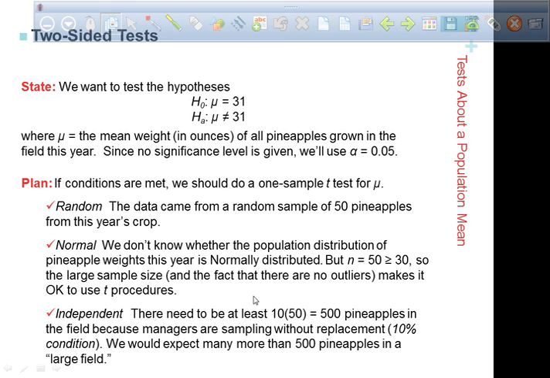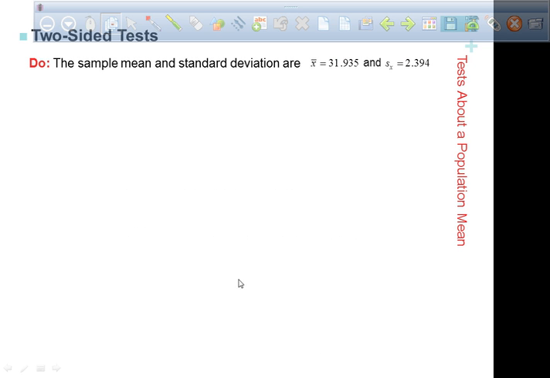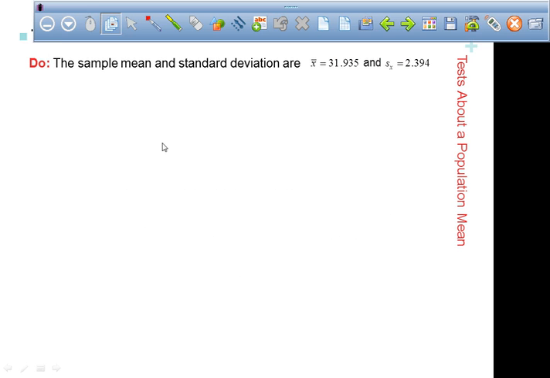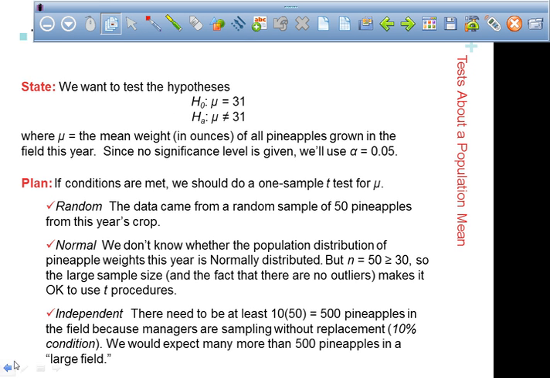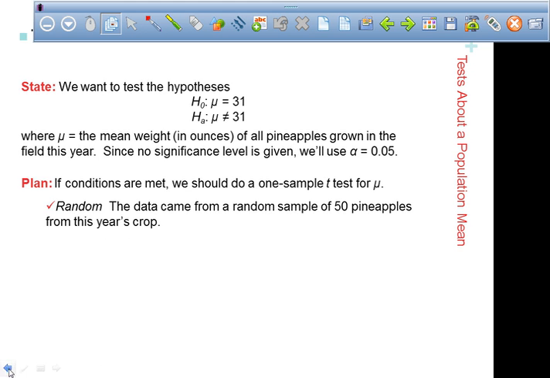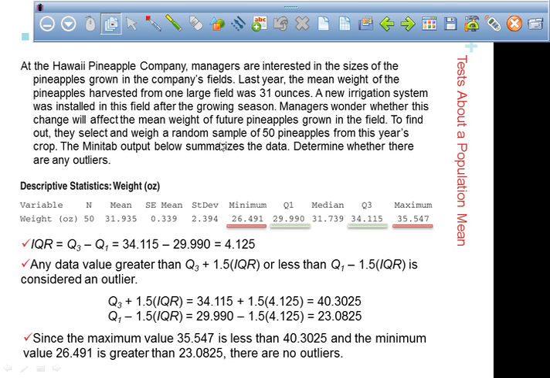And then independent: 500 pineapples in the field, because of sampling without replacement, we would expect that if it's a large field, there'd be more than 500 pineapples in it. So again, we have the mean and the standard deviation they gave us in the problem, I think. Let me get back and check. I have the Minitab output. Here it is. Here's the mean, and they give you the standard deviation.